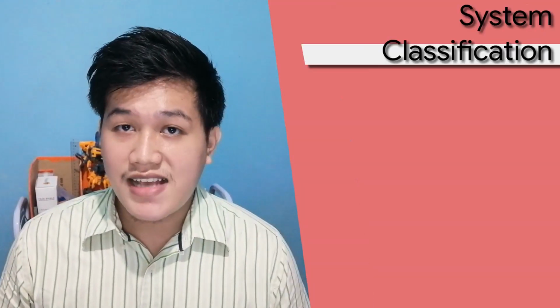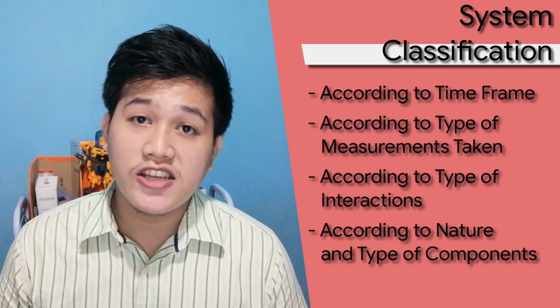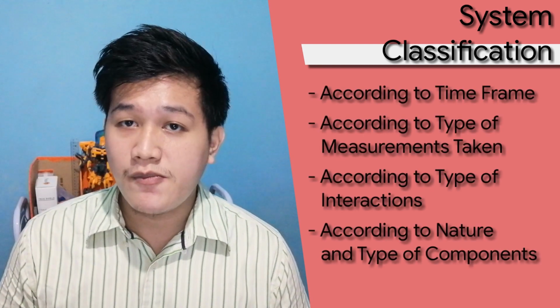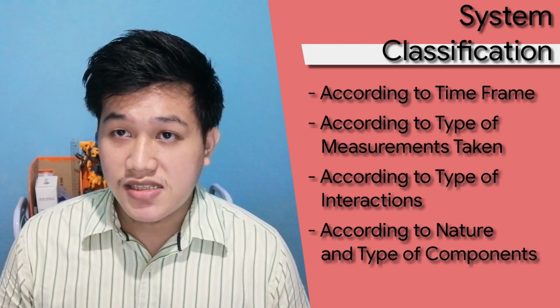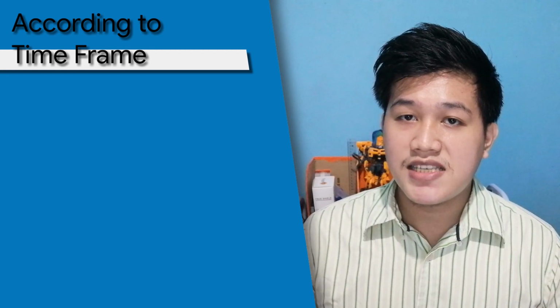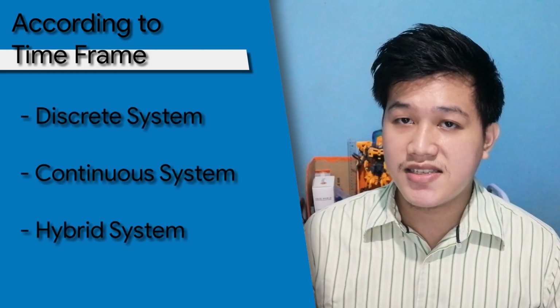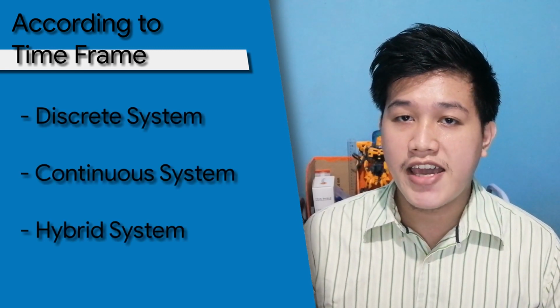Systems has 4 classifications and they can be classified on the basis of time frame, type of measurements taken, type of interactions, nature, and type of components. First up is according to time frame. Systems can be classified on the basis of time frame as discrete, continuous, and hybrid.